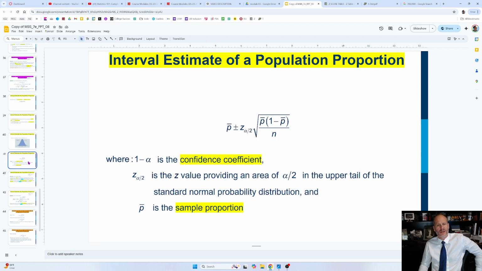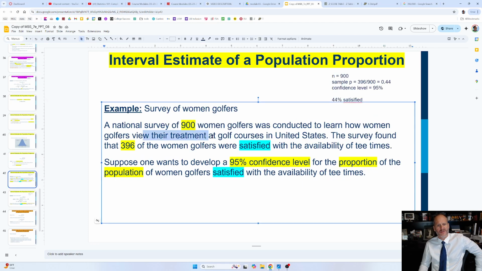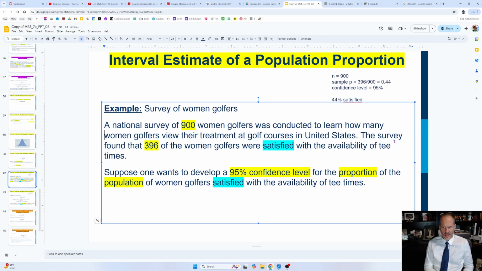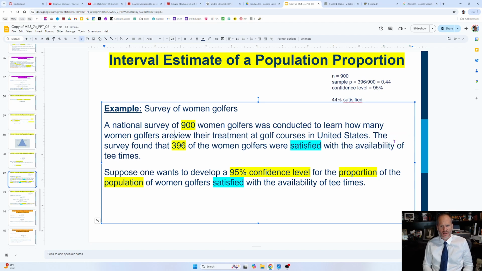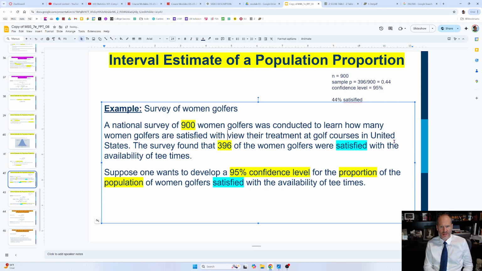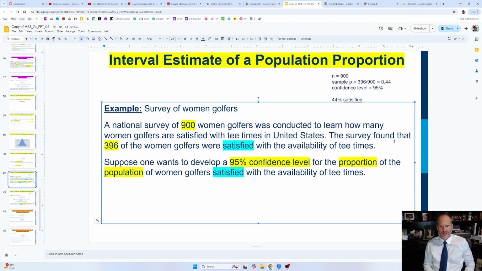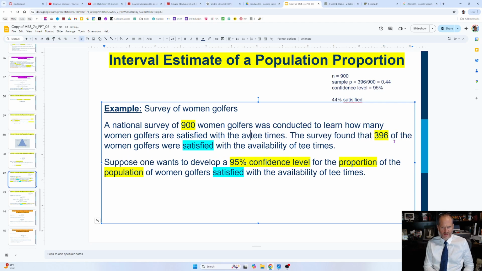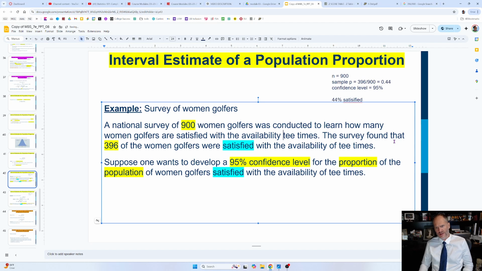That's a different question, right? This is like satisfied with their treatment versus satisfied with the availability of tee times. I'm going to change this to satisfied golfers, to learn how many golfers are satisfied. A national survey was conducted to learn how many women golfers are satisfied with the availability of tee times. I'm going to take that out, and I'm just going to make this a satisfied.